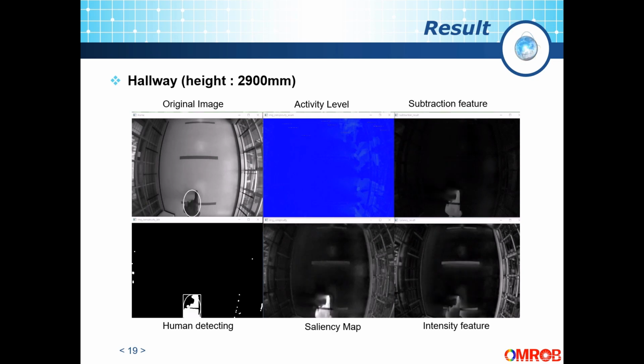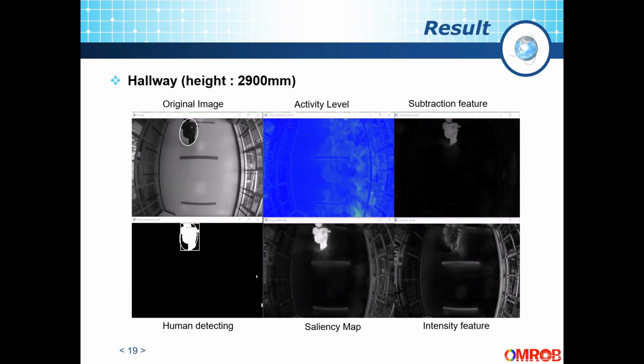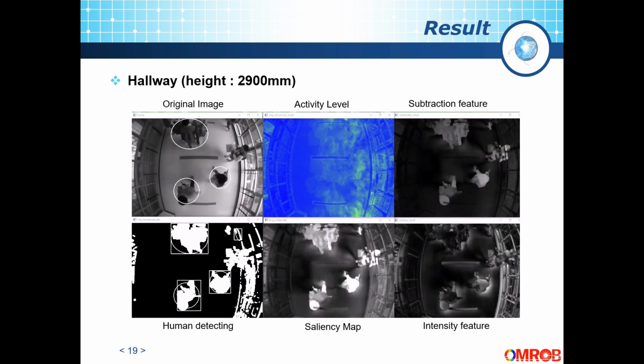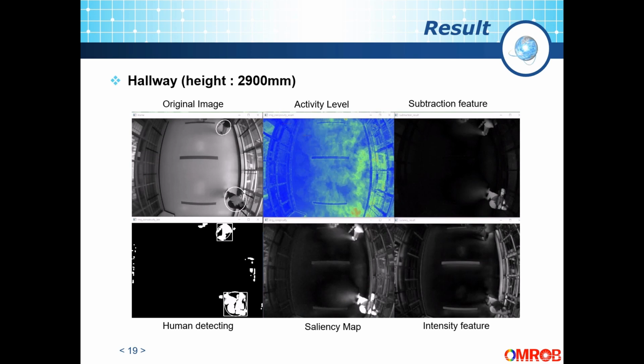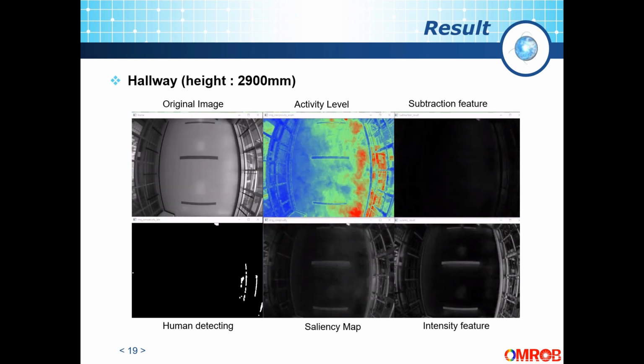This is the result of the hallway. Data was obtained at a height of 2900 millimeters. People move up and down in the images. The active and inactive areas are divided to the left and right.